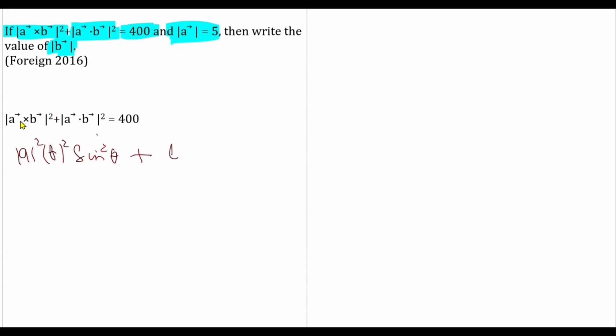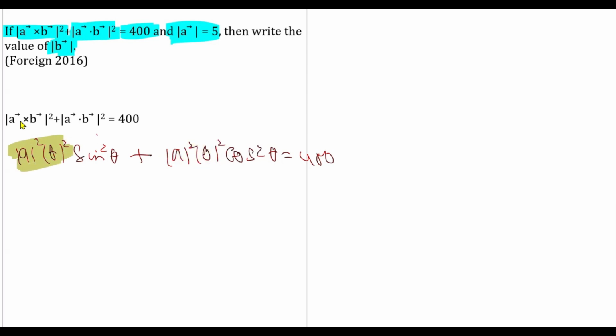Similarly, I can write this other one as dot product. A dot B is what? A magnitude, B magnitude, cos theta. I'll write square over here because there is a whole square, and that is equal to, as given, 400. Now further you can check that this is coming common, right? I can see that this is common.